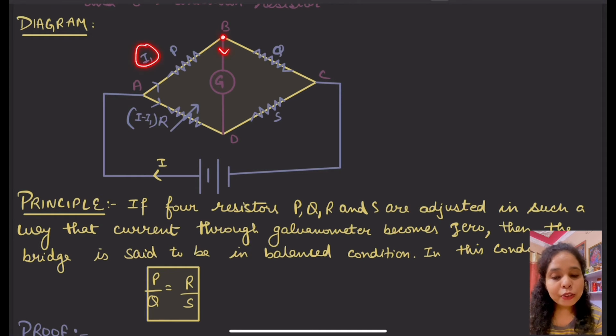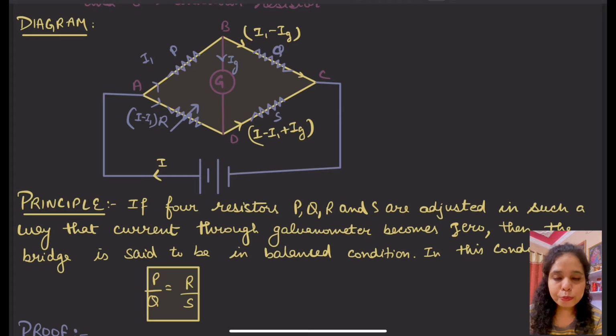Now at B point, I1 current is getting confused, so it will divide itself into two parts. One part will flow from the galvanometer, that is IG current will start flowing through the galvanometer, and the remaining current, that is I1 minus IG, will start flowing through the branch BC, that is resistor Q. Now at D point, we are having I minus I1 current coming from A to D and IG current coming from B to D, and this current will get together and will start flowing through S, that is I minus I1 plus IG will flow through the resistor S.